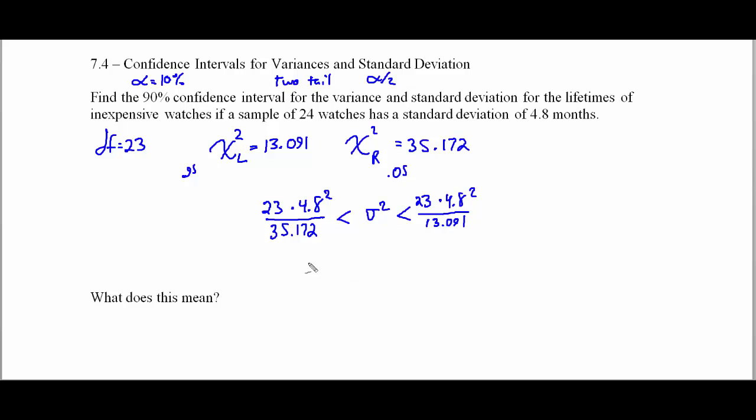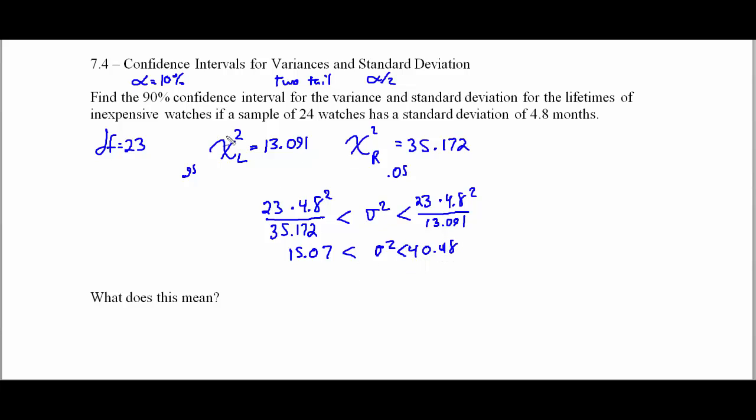And a big reason why the chi-squared right is on the left and the chi-squared left is on the right is that chi-squared right is bigger, and this will give us a smaller number, and the smaller number has to be less than, or at the bottom of, our estimate for the variation. So this gives us 15.07 on the low end, and on the high end is going to be 40.48. That's going to be the variation.